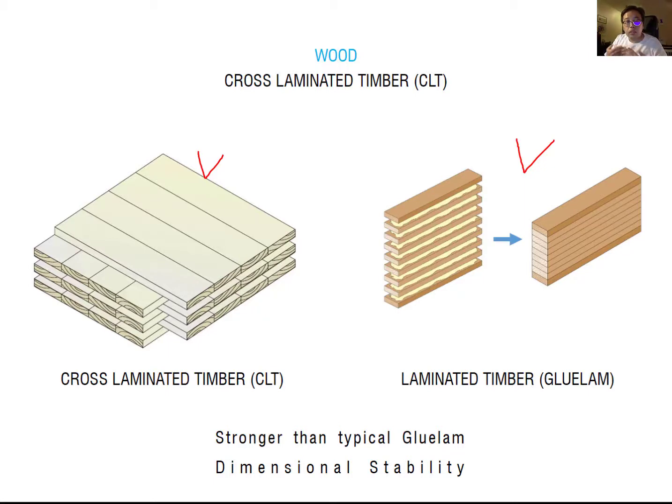So when you're combining the different orientations of the timber layers, it makes it much stronger than typical glulam. Also, it has much better dimensional stability. So it means the CLT is stronger than the glulam. It is also more accurate for the dimensions.